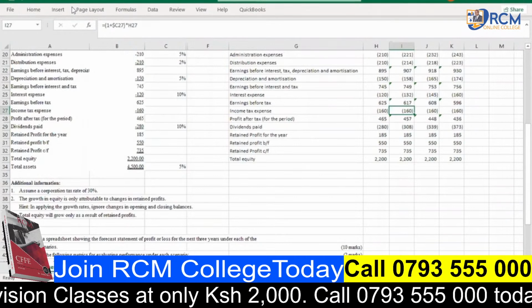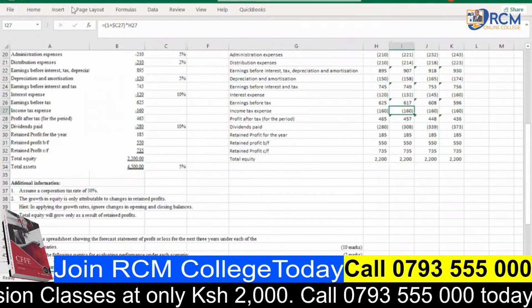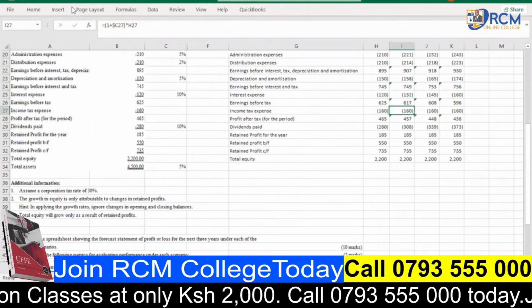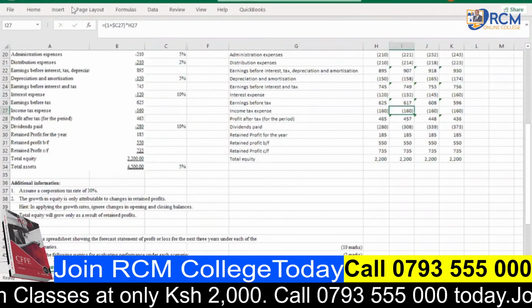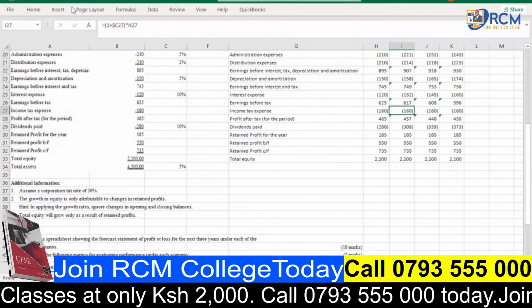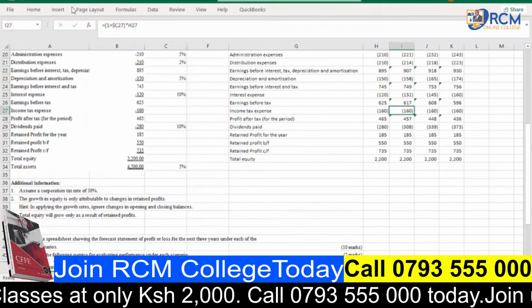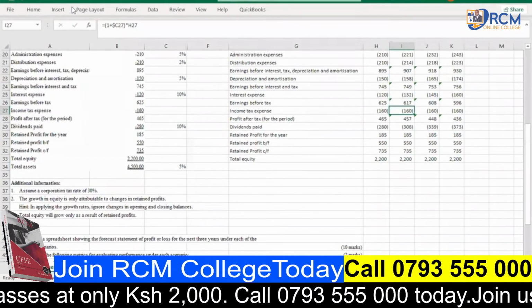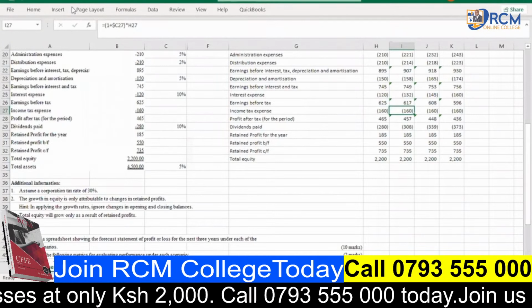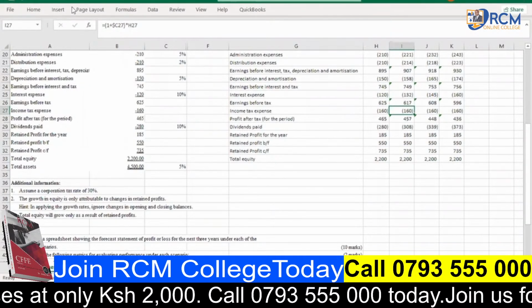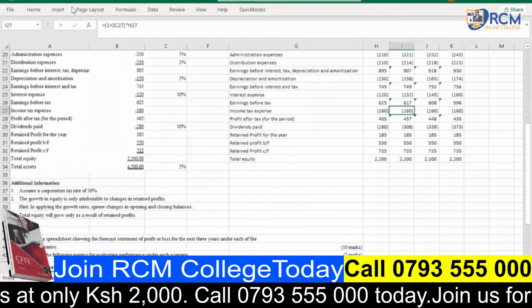So somebody is saying we add back retained profits brought forward. Retained profits, no, that one is coming at the very last point. Before we get to retained profits, no.